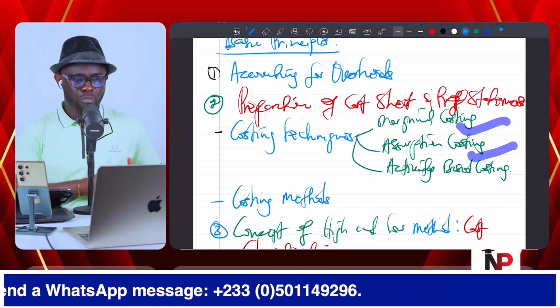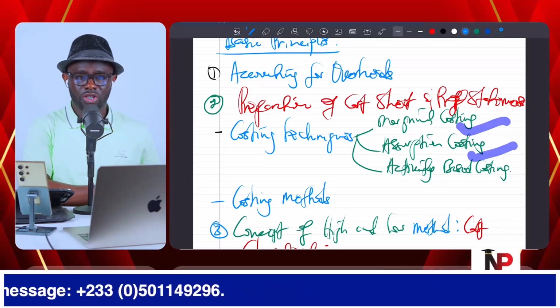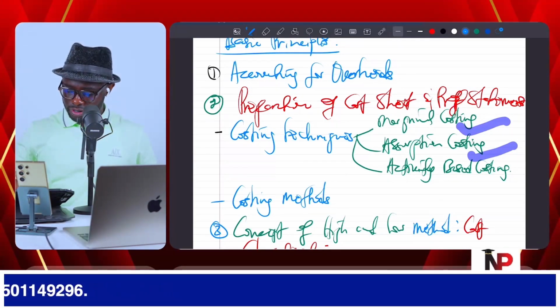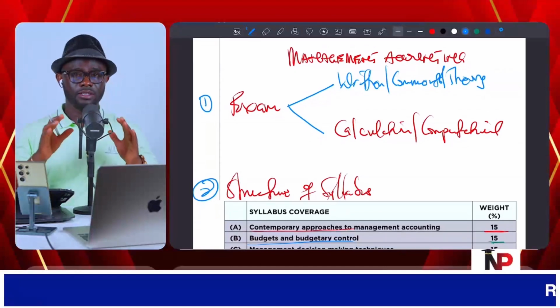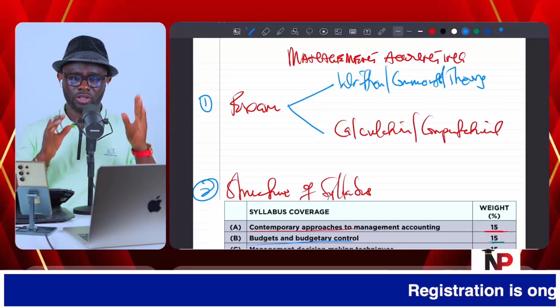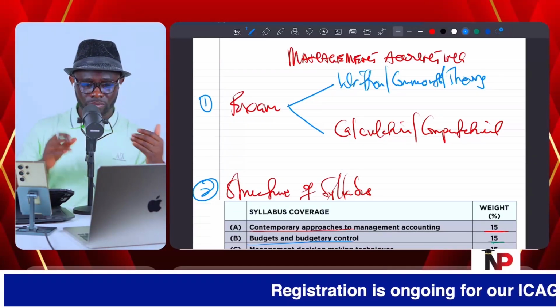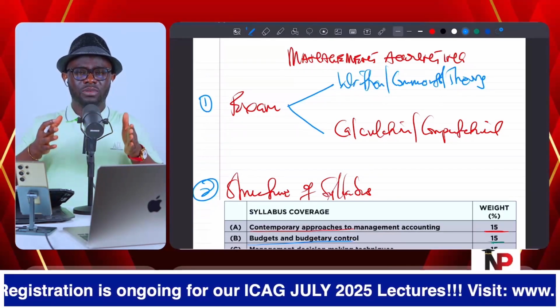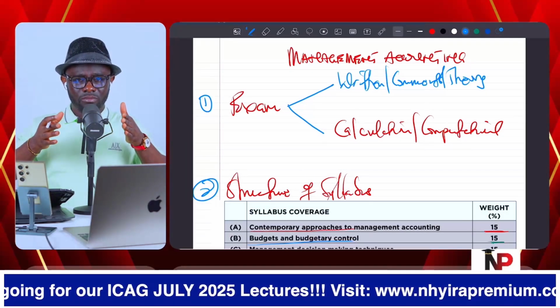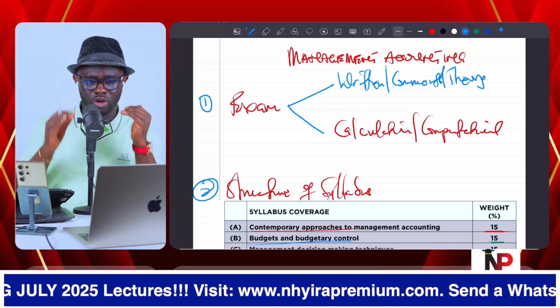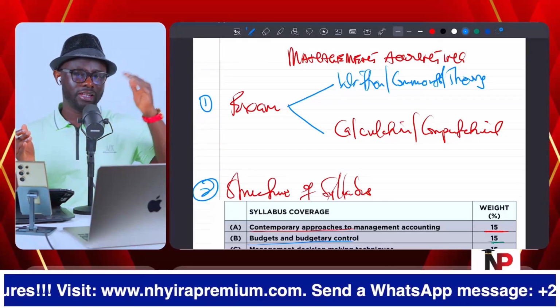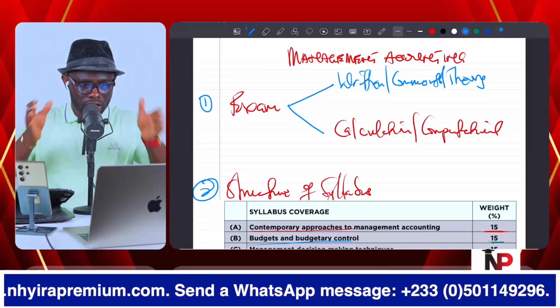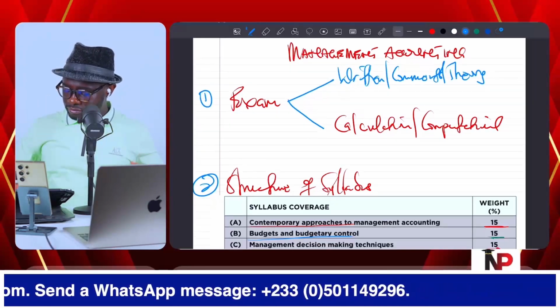So, to pass the management accounting examination, what do you need? First, you must understand that there are going to be written comment theory questions in the exam hall, and there will be some calculation questions. Because of that, you have to be learning them alongside. So you don't say, oh, I'm learning this and I'll learn this one later on. No, you're not going to do that. You're going to be learning them alongside.